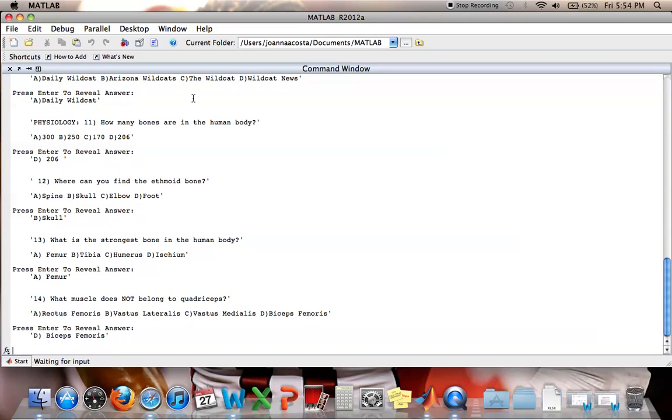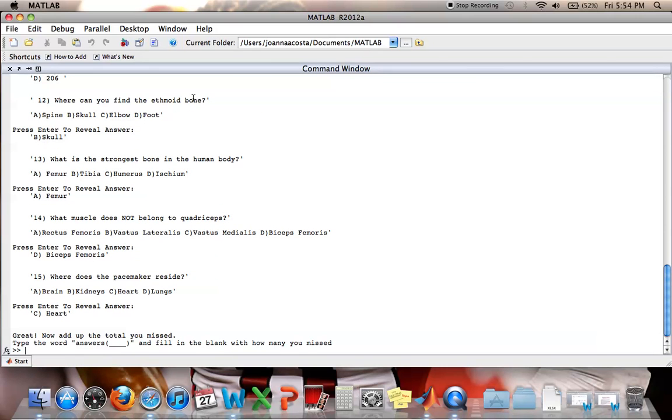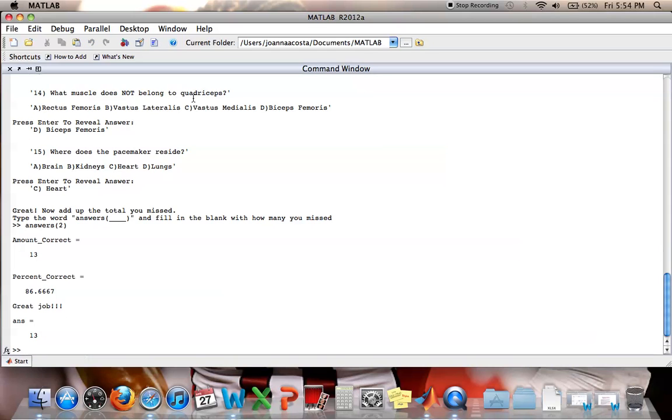So then my physiology questions come along, and then at the end it says, great, now add up the total you missed. Well, obviously I know all the answers, so I'll just type the word answers and say I only missed 2. And then it'll say amount correct, 13. Percent correct, I got 86.6%, and then it'll say great job.